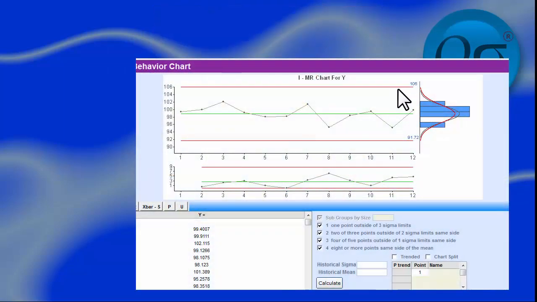Number 6, an I and MR chart will help you set reasonable specification limits. For a stable and predictable process, practically all of your data will fall between the upper and lower natural process limit. If your specification limits are set in here somewhere, you're going to have a very hard time making good product. Ideally, you would like your spec limits to be 1.5 times as far apart as your natural process limits.